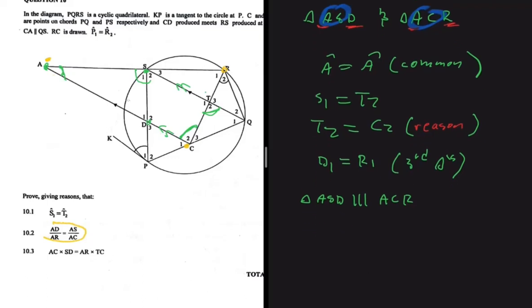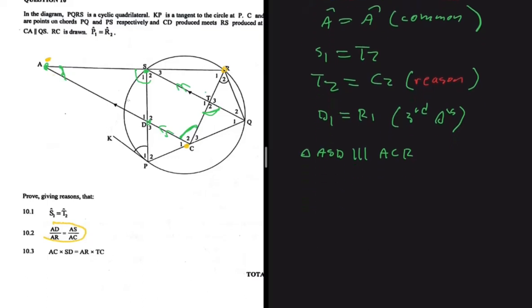So what are we saying now? Now we're saying that AD divided by AR can be equal to AS divided by AC if and only if triangle ASD is similar to triangle ACR, and that's how we do 10.2, right?